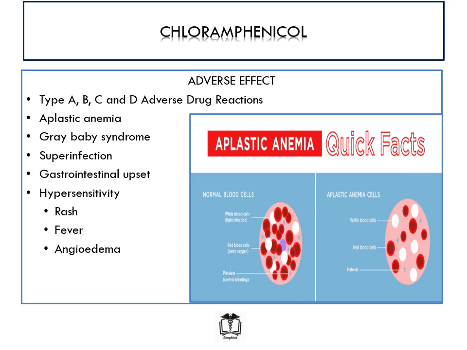Superinfection could also be a cause. Chloramphenicol could be a cause of pseudomembranous colitis, as we talked about. Gastrointestinal upset, because it can be taken orally, and then you could have hypersensitivity reactions like rash, fever, and angioedema from using chloramphenicol.